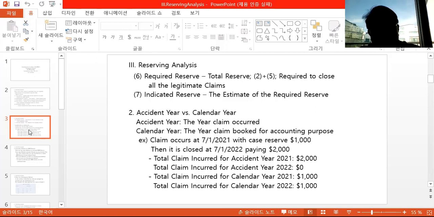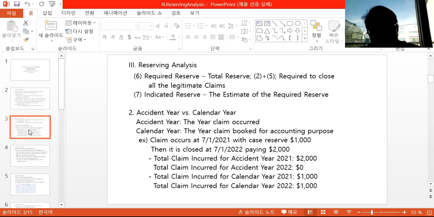For example, a claim occurs on July 1st, 2021, with a case reserve of $1,000. Then it is closed on July 1st, 2022, paying the claimant $2,000. So there's going to be an additional increase of the reserve amount of $1,000. So in that case, the total claim incurred for accident year 2021 is going to be $2,000, even though half is reserved, set up in year 2022.